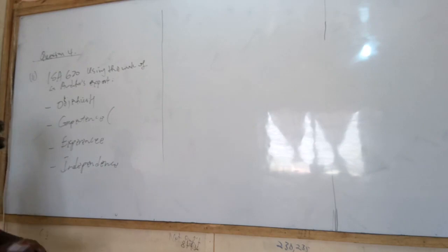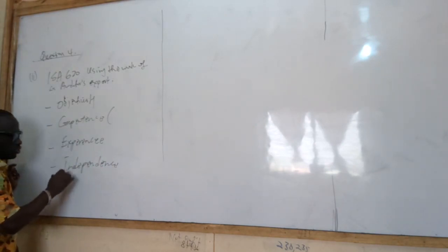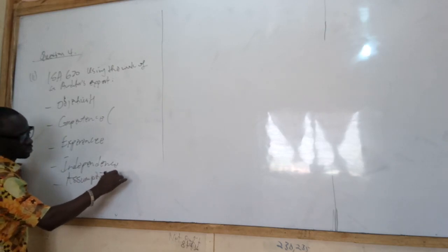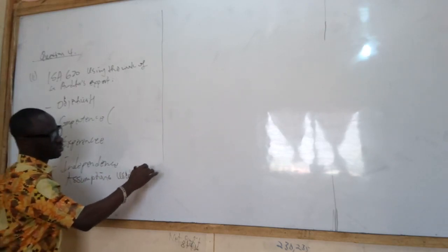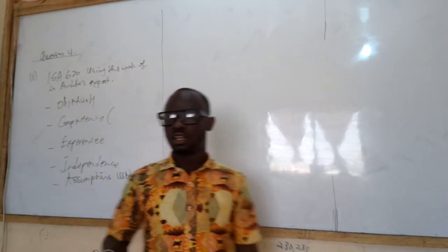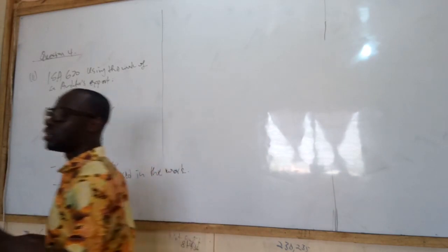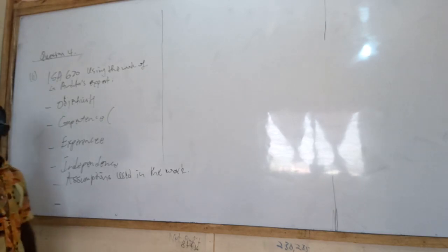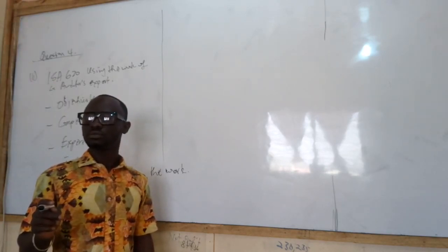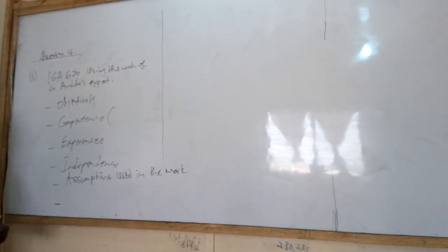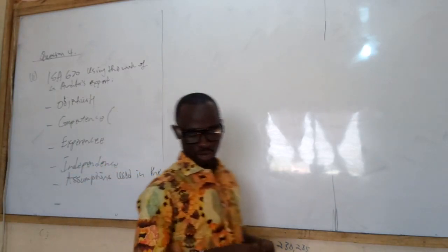What else? The assumptions that he used. Assumptions used in the work. What else? The report of the expert. When you say the report of the expert, like how? You obtain the report of the expert and read it, so that you see the assumptions that he used in the work.